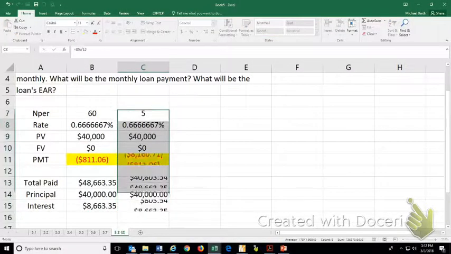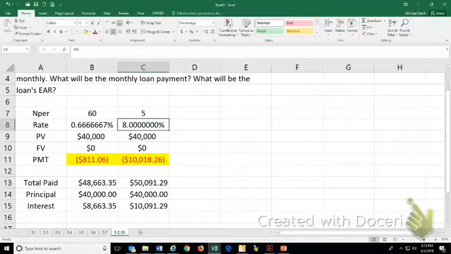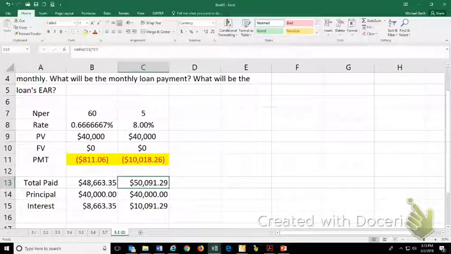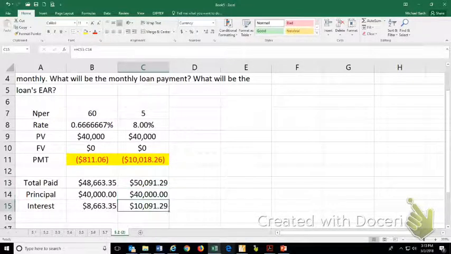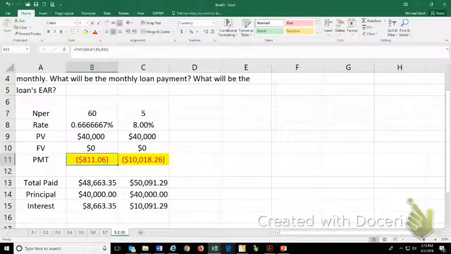Let's contrast this to what would happen if you only made annual payments. If it's a 5-year loan at 8% interest, that would be one payment a year of $10,018.26, which would mean you would pay 5 annual payments. The principal would be $40,000, and you'd end up paying about $10,000 worth of interest. Well, how can that be?